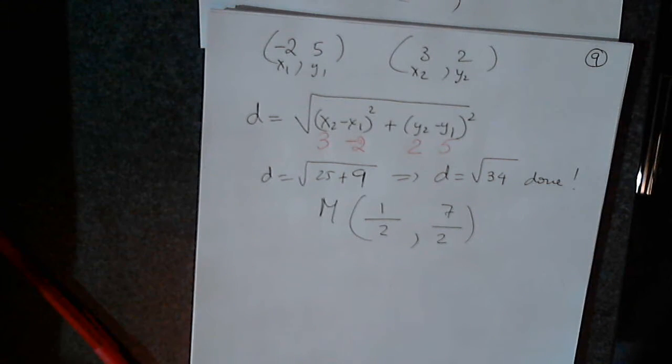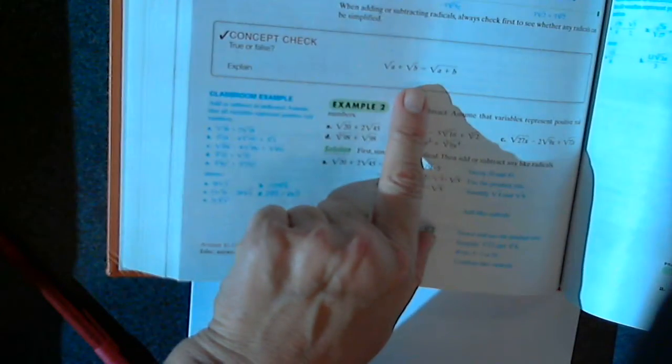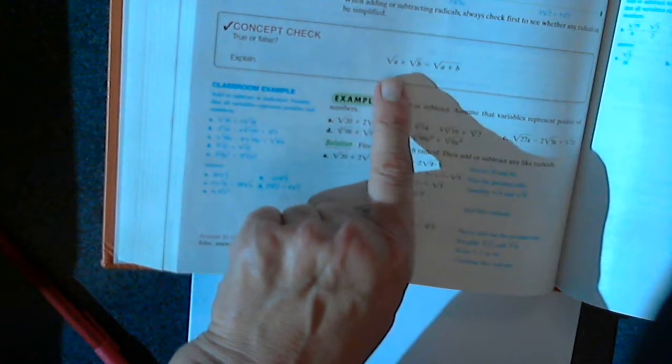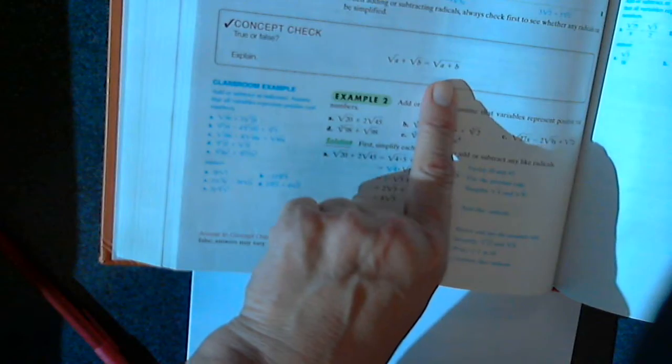Okay, I'm ready to choose another pair of ordered pairs before we move on. I just opened the book to move on to the next section. Look what this says. Concept check. True or false? False. The square root of the sum of 2 square roots is not the square root of the sum. So please make a note of that.